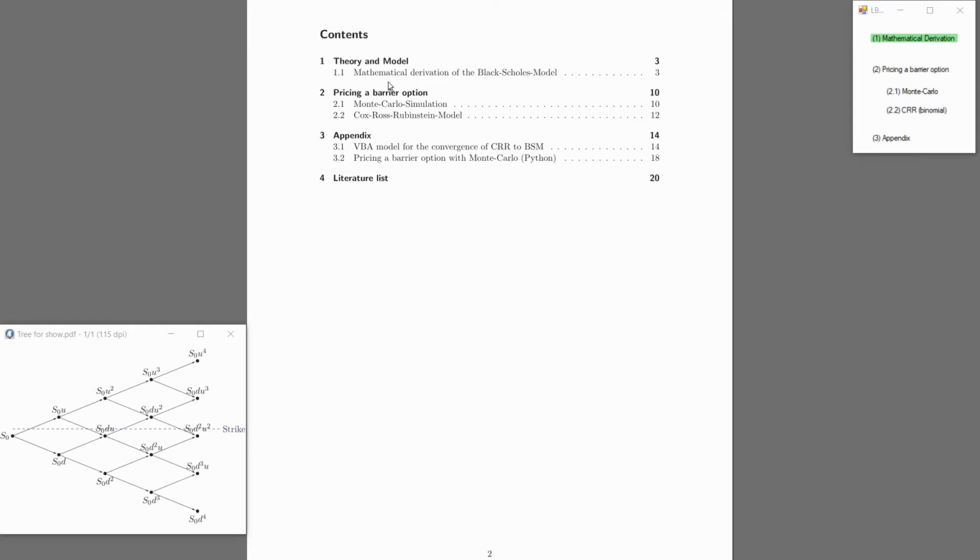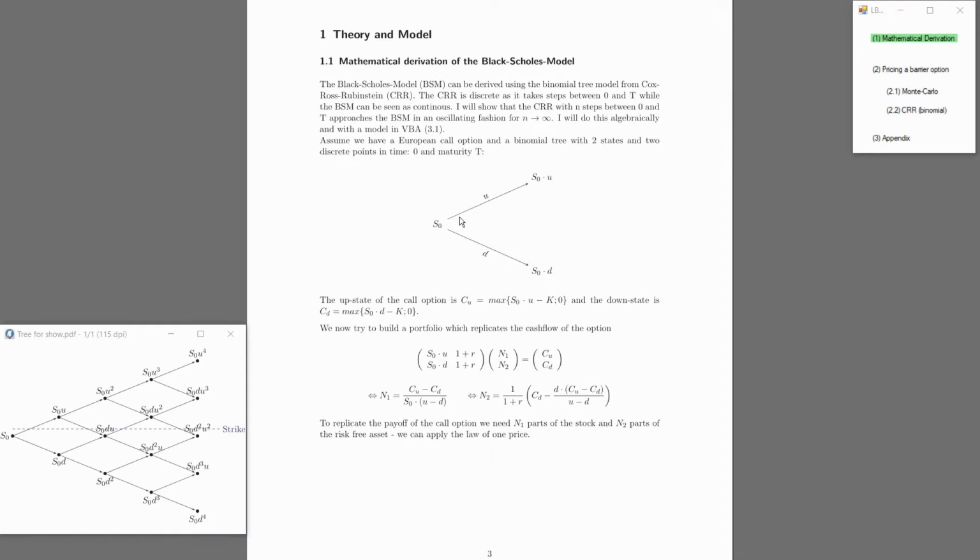Then we're going to use our knowledge to price a barrier option utilizing a Monte Carlo simulation and a Cox-Ross-Rubinstein model, and then I will give a quick overview of my appendix. So let's dive straight into it.